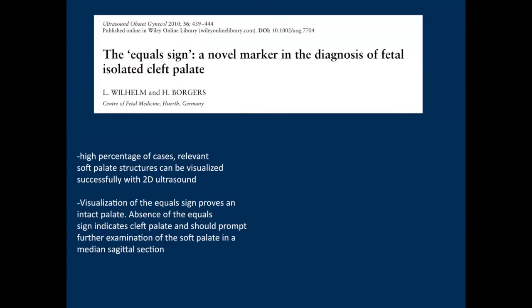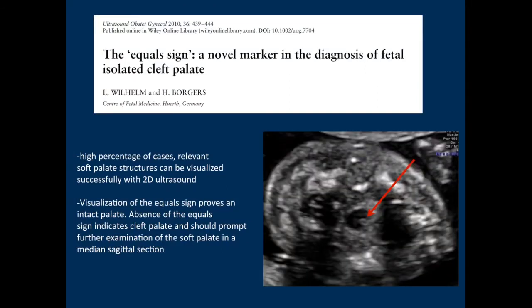One of the simpler ways to look at it is really to look at the uvula, which is a surrogate of the integrity of the soft palate. In most individuals with a soft palate cleft, the uvula will be absent, so it won't be visualized on a 2D ultrasound. And this was published roughly 10 years ago as something called the equal sign, where you're looking for 2 echogenic lines, or an equals sign, to identify the uvula for you in a grayscale image.